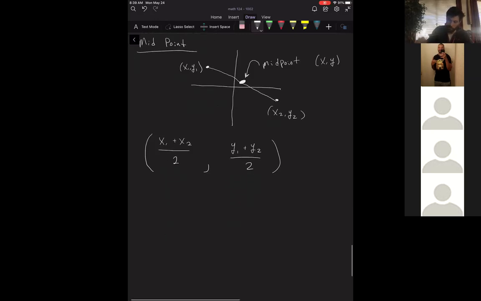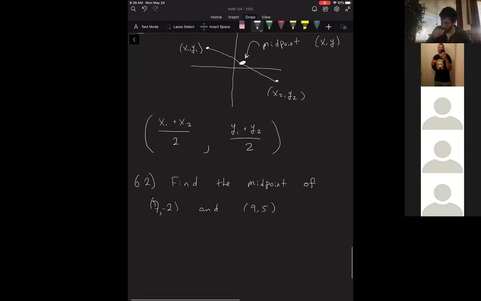So let's use this formula to find the midpoint of, if we look at, for example, 62. Let's do that one. That one seems fine. So we want to find the midpoint of 7 minus 2 and 9, 5. Okay, so first let's figure out which one is our x1, y1, and which one's our x2, y2. Let's just call this first one x1, y1, and we'll call the next one x2, y2.